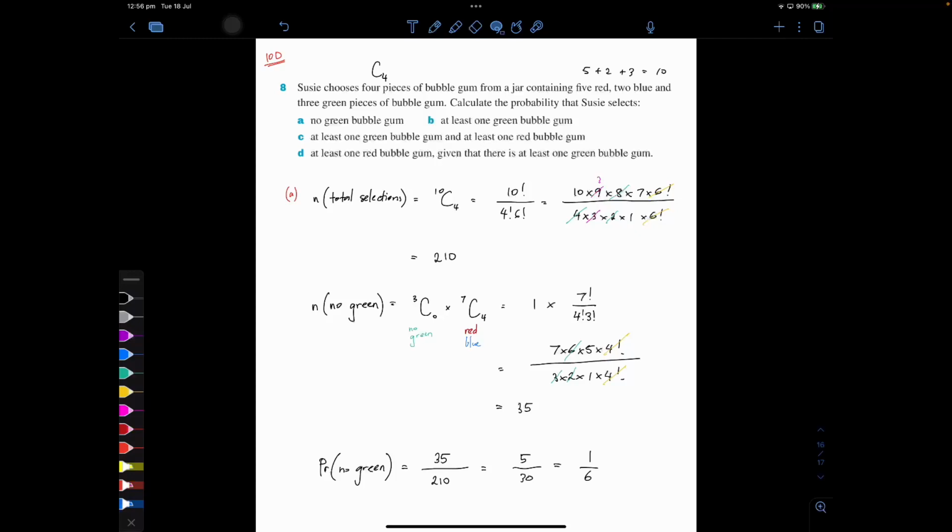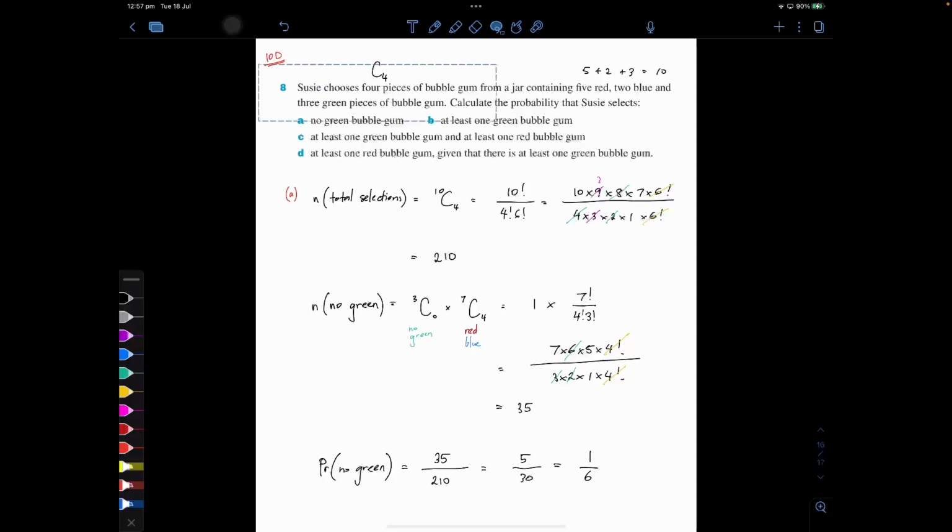No. I just did 10 minus 3, which got 7 because there's 3 green bubble gums. So that's like 7 choose 3, and that's how I got it. I got 7 choose 3, but it's the same answer, 35. But what's your logic behind it though? You got 3 because 3 bubble gums comes from the stuff. You're supposed to choose 4 bubble gums altogether instead of 3. Yeah, but the logic is incorrect.